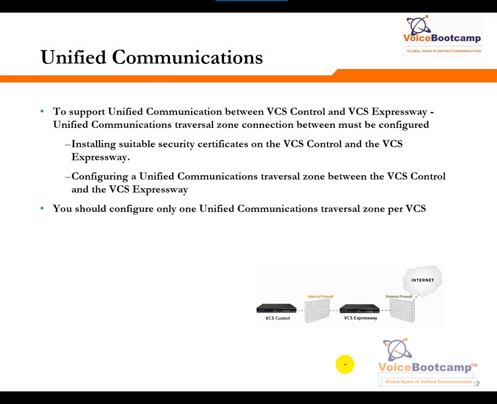Now, whenever you configure VCS Control and Expressway to communicate, if you want to support unified communication across them, VCS Control and Expressway Edge, then you need to create what we call a unified communication traversal zone. This is when you want the external phone to register across this path to the Call Manager. There should be only one unified communication traversal zone per VCS server.